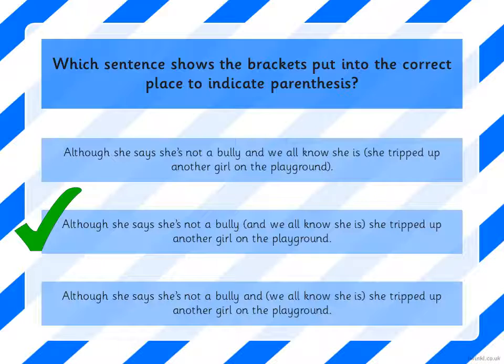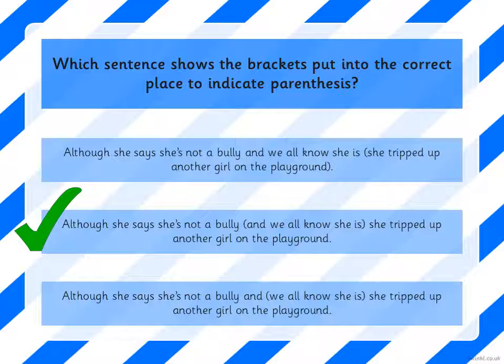So the middle one is the one that you should have written down. Although she says she's not a bully, and we all know she is, she tripped up another girl on the playground. So that's the one that we need. And we all know she is, our subordinating extra information clause. It does not make sense on its own.